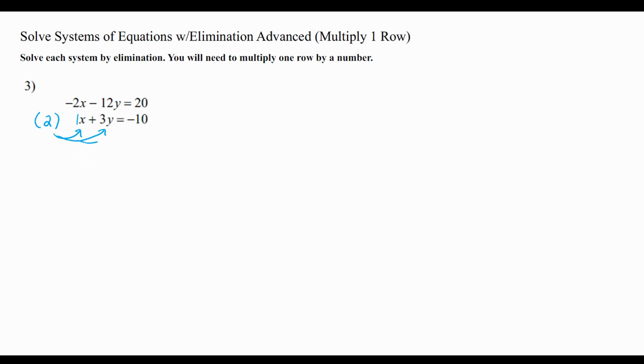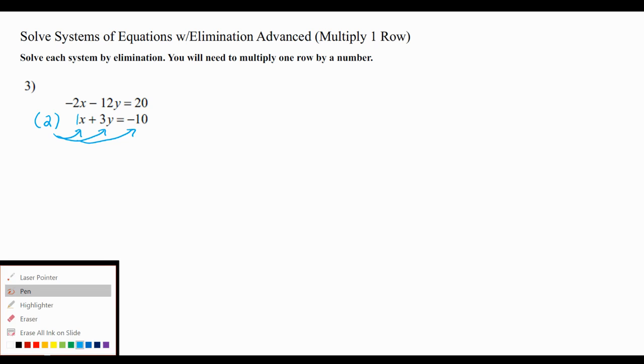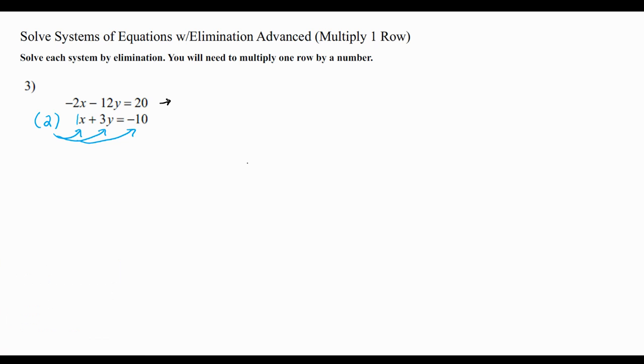And remember, you have to multiply all 3 spots. Okay, so I'm going to bring over the top one. There's no changes on the top one. So negative 2x minus 12y equals 20. And on the bottom, I'm going to multiply by 2 equals negative 20. And then I'm going to think up and down, and I'm going to go ahead and add and subtract up and down. So 2x's minus 2x's cancels. Negative 12y plus 6y is negative 6y. And 20 minus 20 is 0.